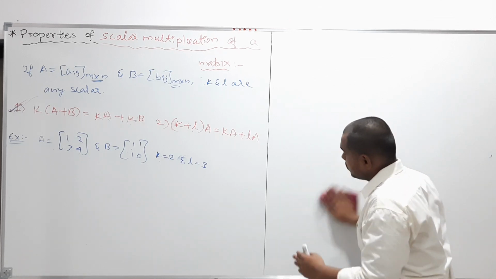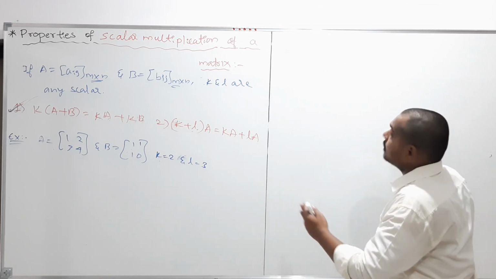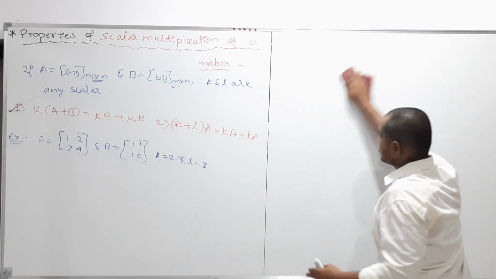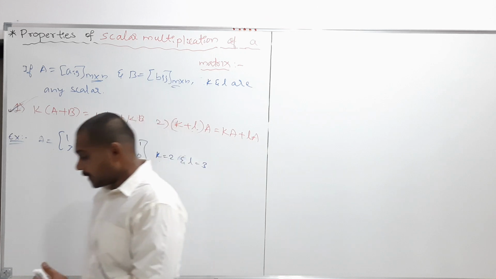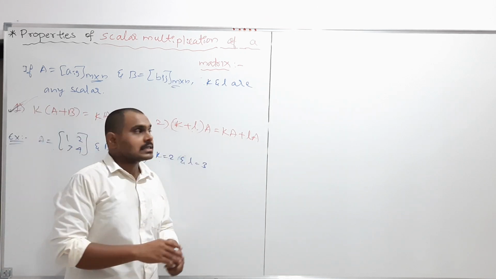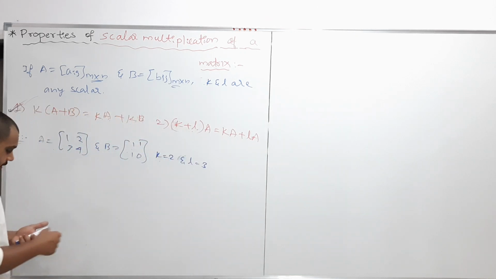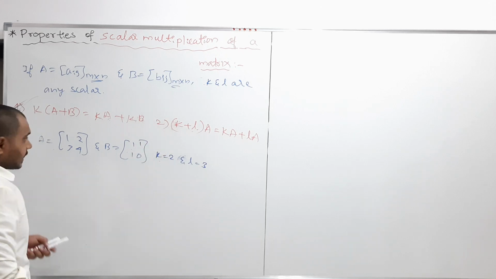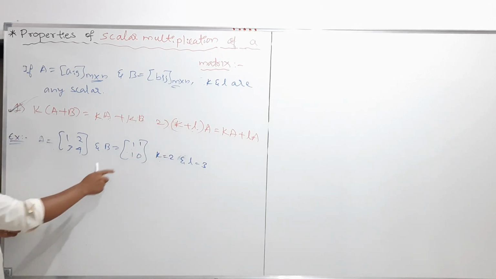Basically, this proof they won't ask, because it's a very small, one-step proof. Normally in the examination they won't ask it. We should just know the concept. And next, I'm going to prove the second one. For the same example, I'm solving the second one.